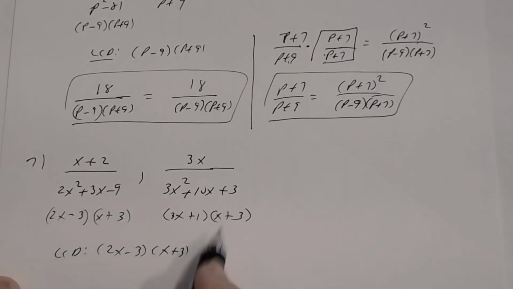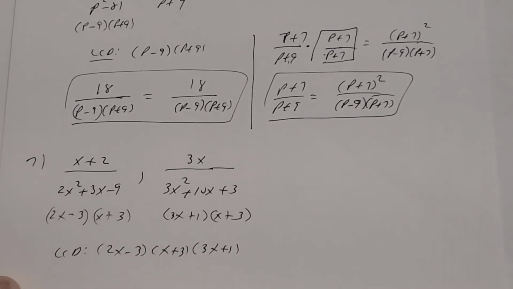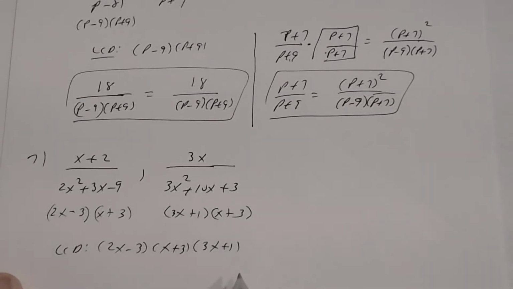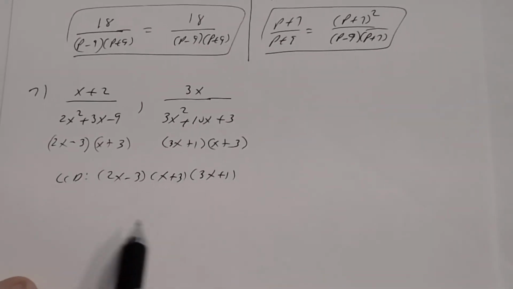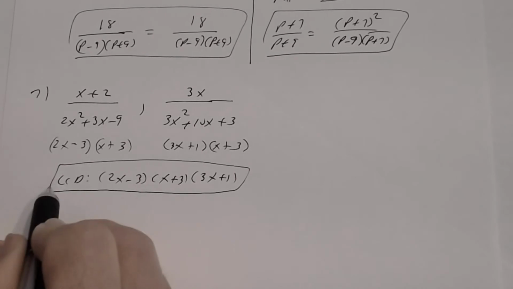The next factor I see is 3x plus 1. I have to use it. I have 1 here, none here, so I just need 1. And I already took care of the x plus 3 right here. So that's it. So your LCD this time has 3 factors. Okay? All right, let's talk about the equivalent fractions now.